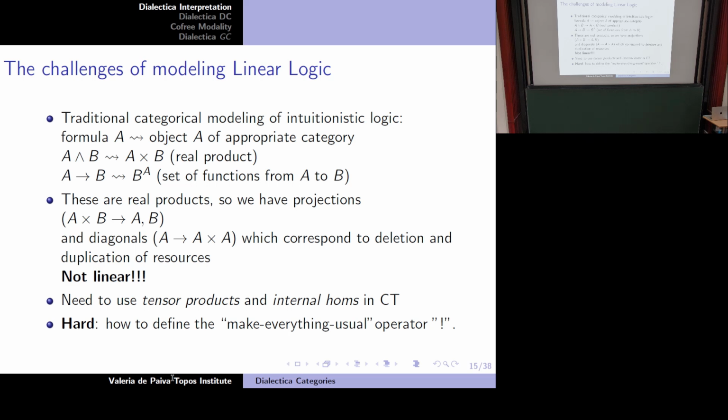But the fact is that the real Cartesian products have projections and diagonals, so it's not linear. So you need to use tensor products and internal homs in category theory. And this was very easy, and everyone in category theory knew how to do that since the 60s. They knew how to do tensor products and internal homs, but what people did not know much was how to define the operator bang to make things go back to normal.